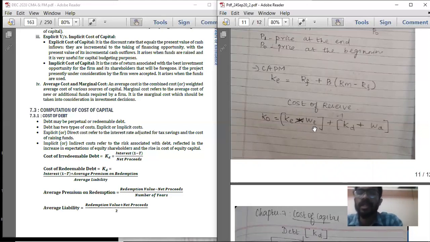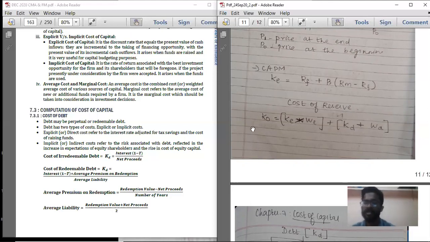Suppose overall capital is 10 lakhs and equity is 5 lakhs. Then weight of equity is 50%, so 0.5. So cost of equity into weight of equity plus again cost of debt. What is the cost of debentures into what is the weight of debentures? Suppose debentures is 3 lakh. So 3 lakh out of 10 lakh is 0.3. So weight of debt is 0.3.